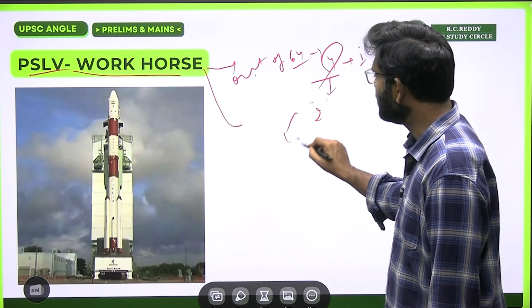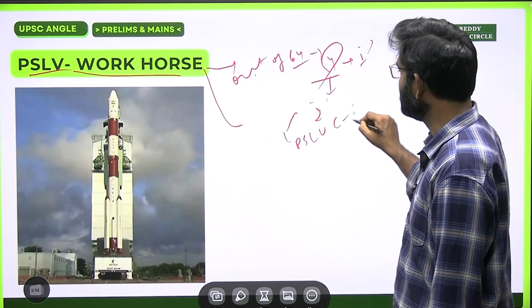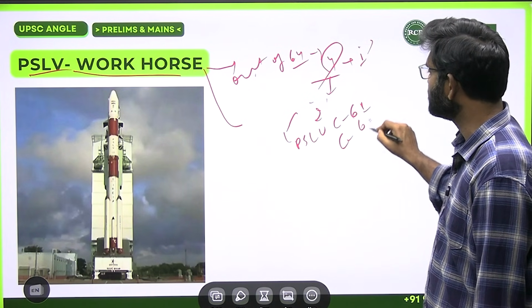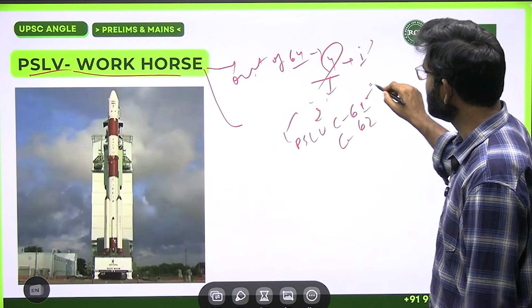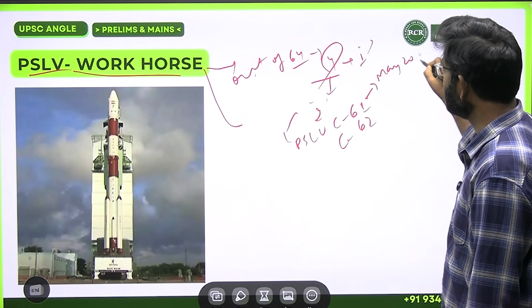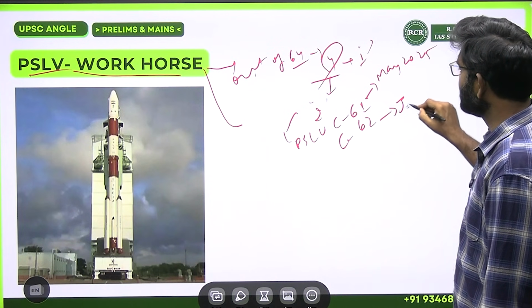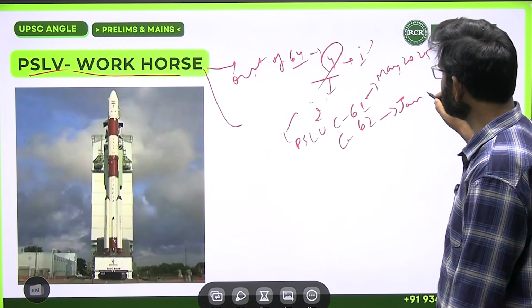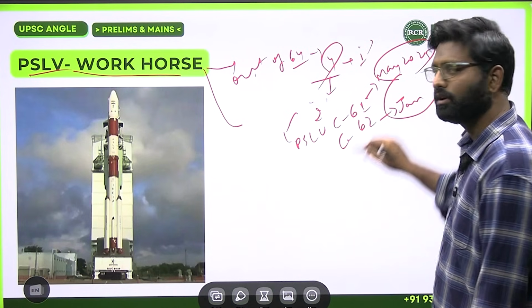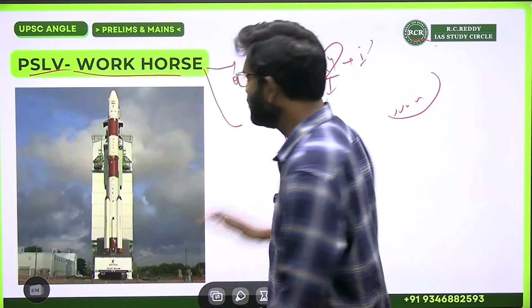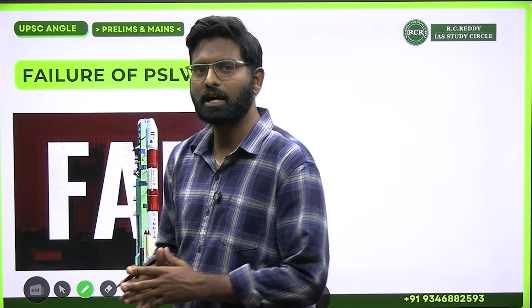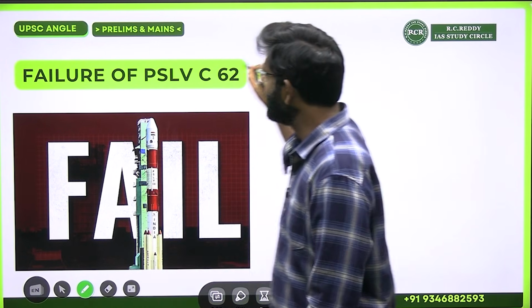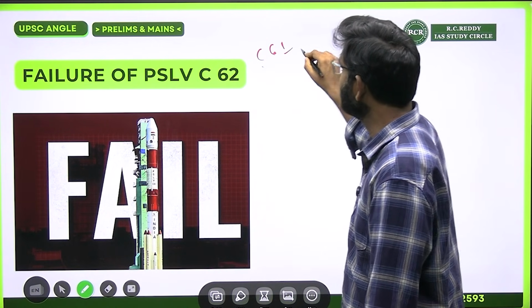So PSLV C61 and PSLV C62: C61 was launched in May 2025, and recently, in January, PSLV C62 has been launched. Both resulted in failure. The reasons for this failure should be studied. Before proceeding ahead, we should know about the reasons for failure of PSLV C61.